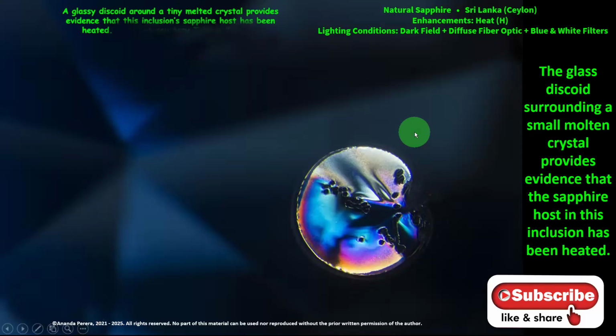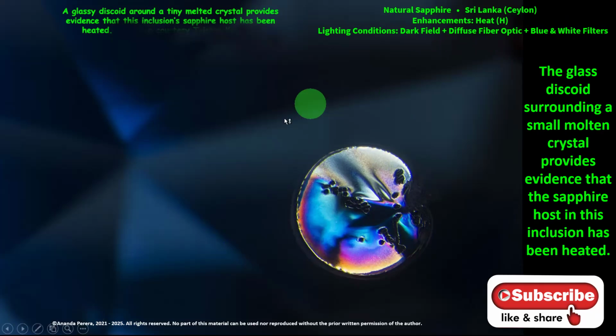We are moving. Another one. The glassy discoid. Look at the glassy discoid. Natural sapphire from Sri Lanka, but it is heat treated. What are the lighting conditions here? Dark field plus diffuse fiber optic plus blue and white filters. There are three: dark field illumination, diffuse fiber optic illumination plus blue and white filters.